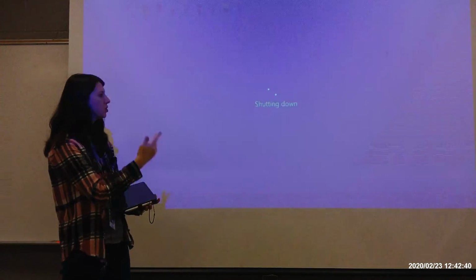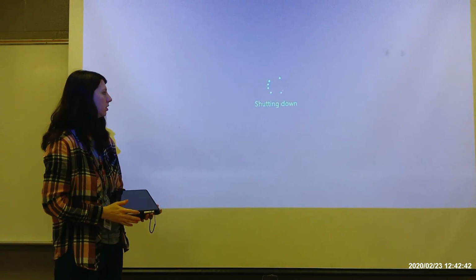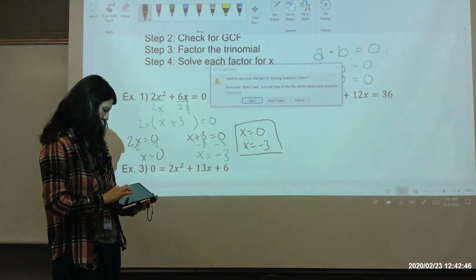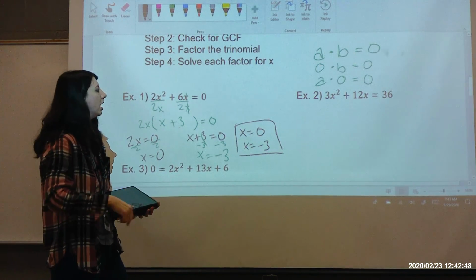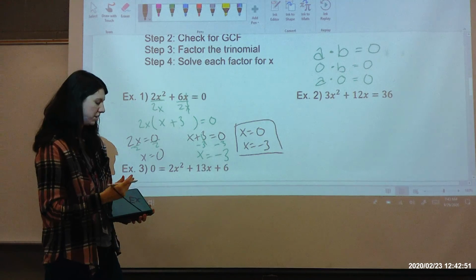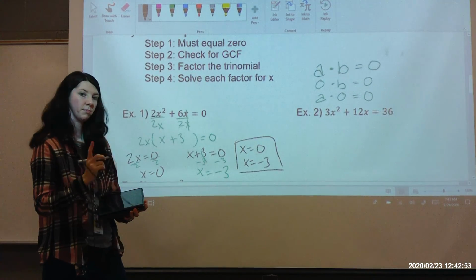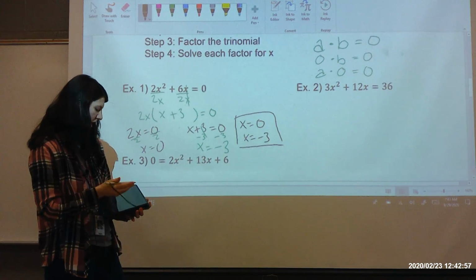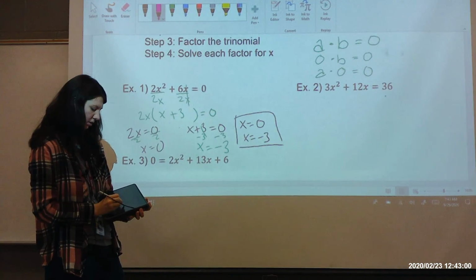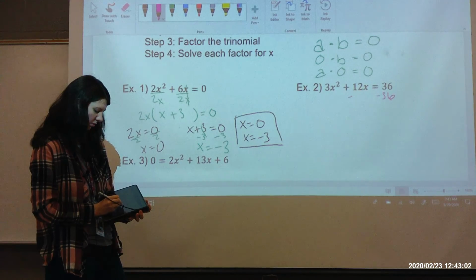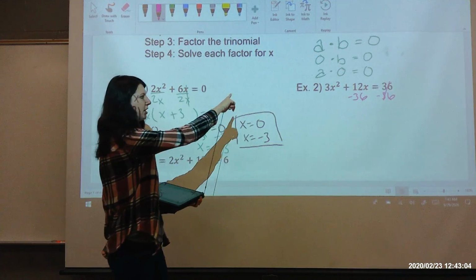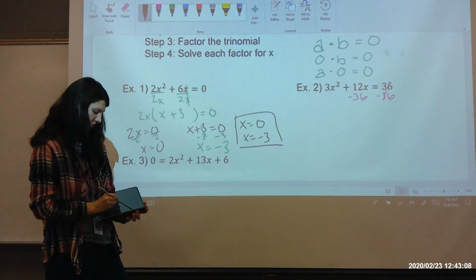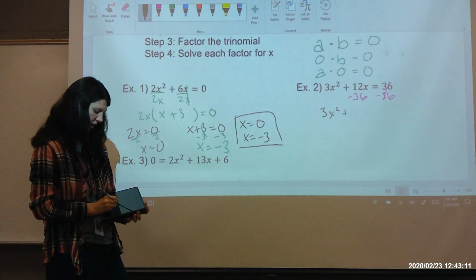All right, let's try another one, just practicing, going through the steps here, okay? All right, 3x squared plus 12x equals 36. So our first step says it must equal 0, so we can use that zero product property. So all I need to do if it's not equal to 0 is subtract over the term. I combine it with any like terms, but 36 doesn't have a like term there, so I'm just going to put it on the other side as a negative 36.